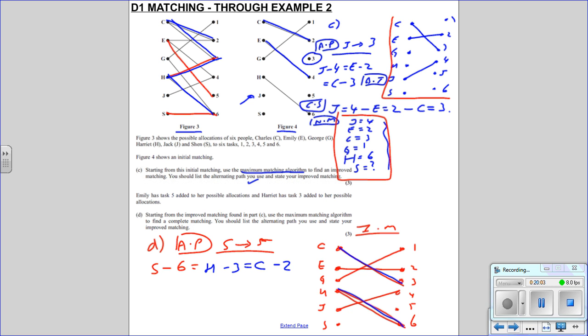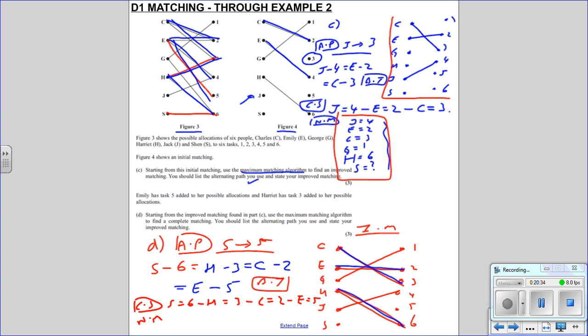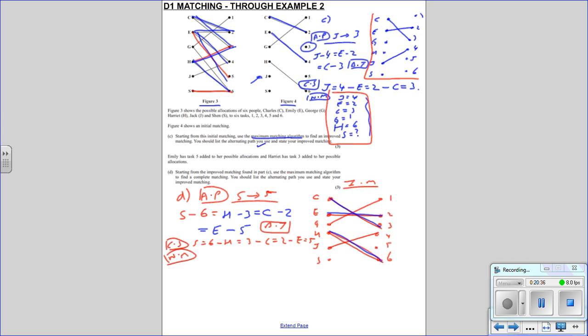But 2, if we follow this back, is currently matched to E. So now we need to go back to E, and E can be matched to 2, 4, or 5. So let's match it to 5 because that's how we're trying to finish. That's what we're trying to accomplish. So we've done it. Breakthrough, change in status. S is now 6, H is now 3, C is now 2, and E is now 5. So our new matching, or complete matching, because it is a complete matching now, S is 6, H is 3, C is 2, E is 5.